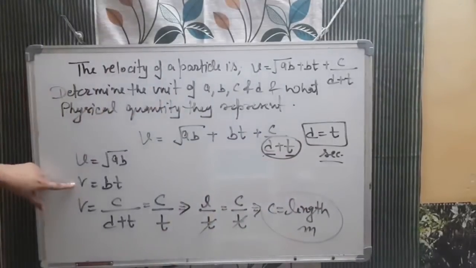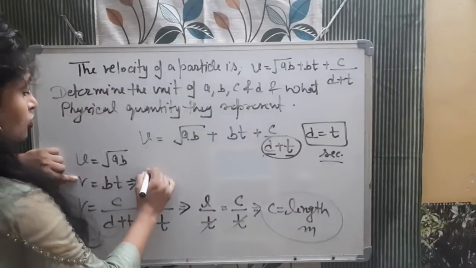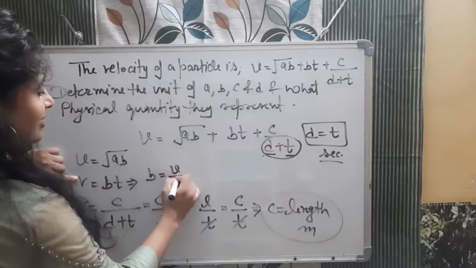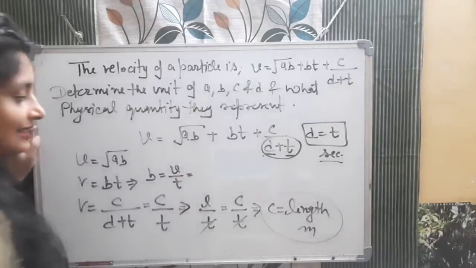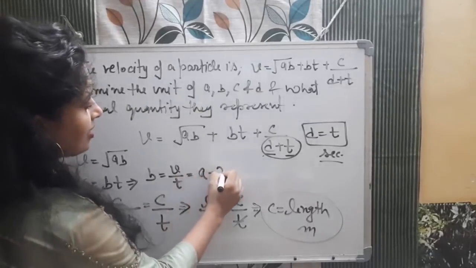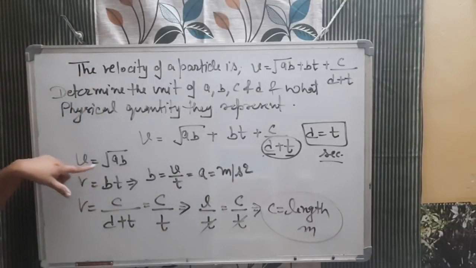Now come to the second part. Velocity is equal to B into time. So what will B be? Velocity divided by time. Now what does velocity divided by time represent? Acceleration. What will be the unit? Meter per second squared. This thing is also done.